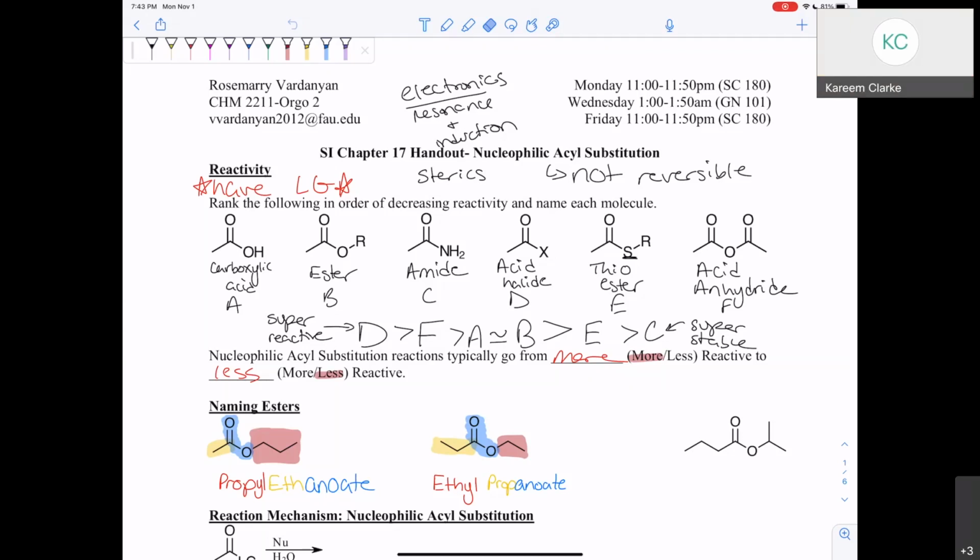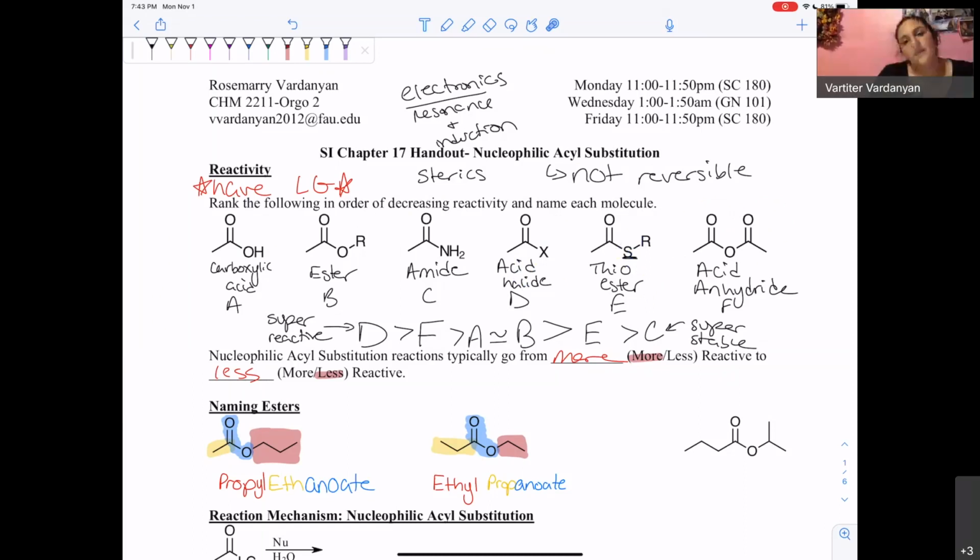But yes. Okay. So all we really did was we named these guys. I'm pretty sure Dr. West did that in class Friday, but some people were struggling with the names. So carboxylic acid, ester, amide, we've done those before. If you have a halogen, it's called an acid halide. And then sulfur is a thioester. And then if you have two carbonyls, it's an acid anhydride or just an anhydride.